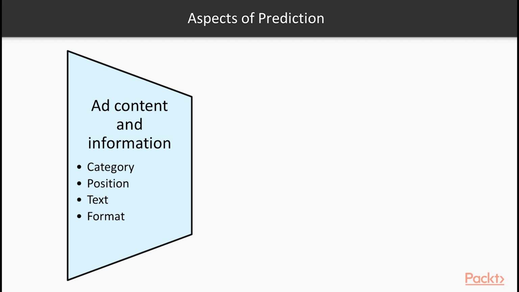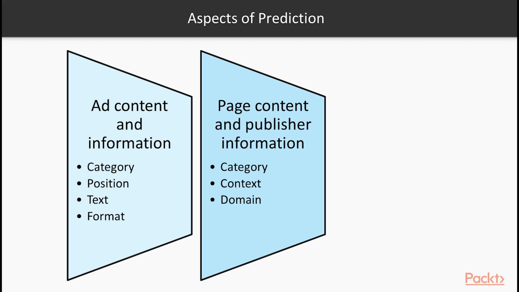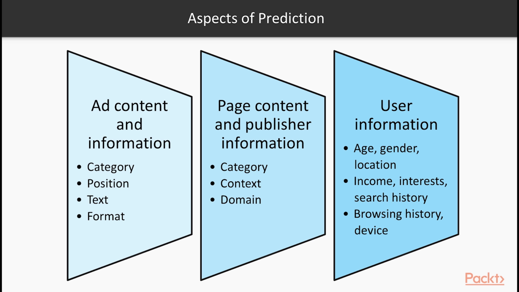It mainly involves binary classification of whether a given ad on a given page or app will be clicked by a given user, with predictive features from three aspects, including ad content and information. Next one, page content and publisher information. And the last one, user information.